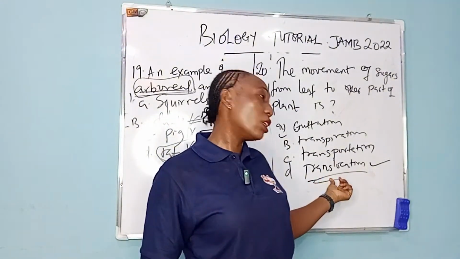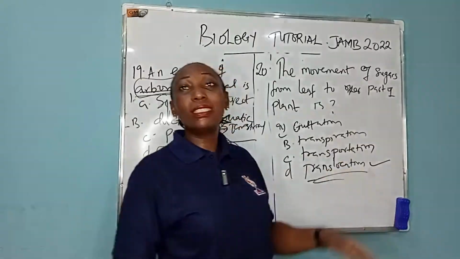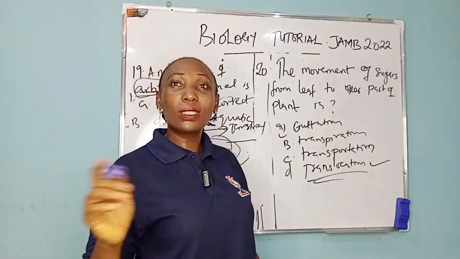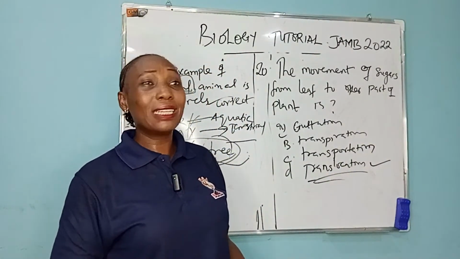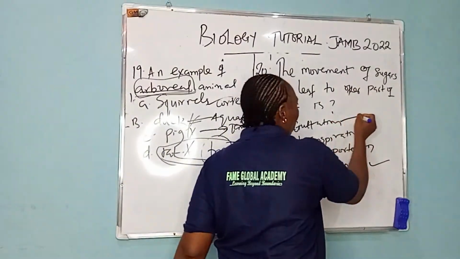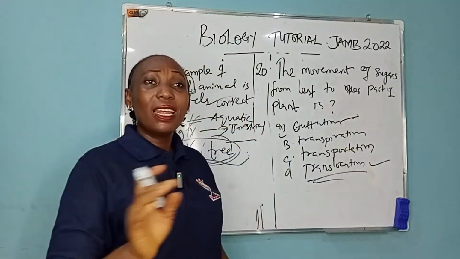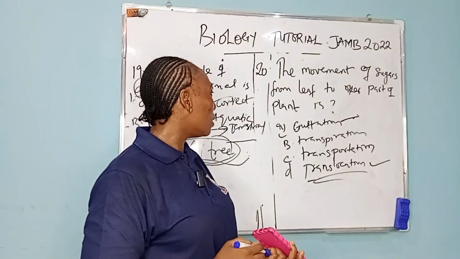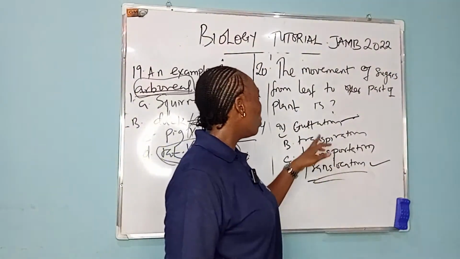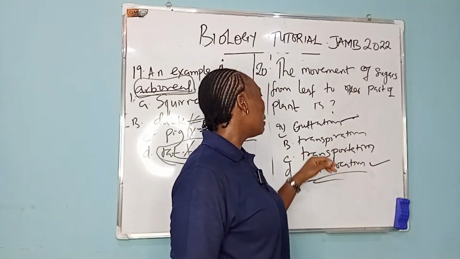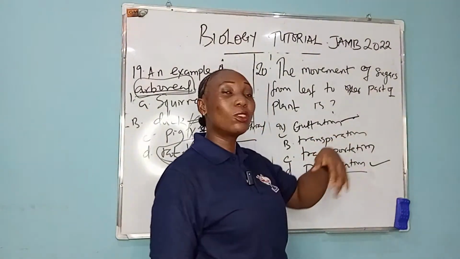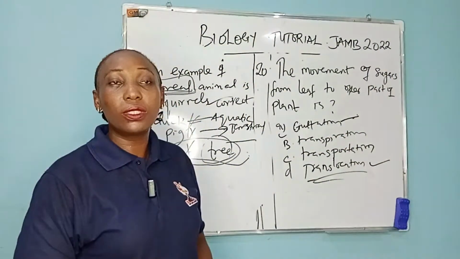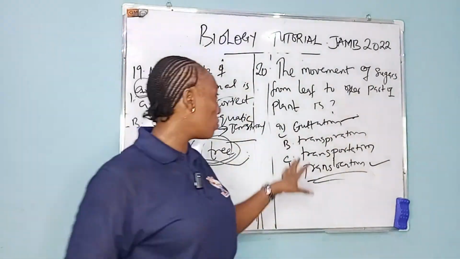That is translocation. Glutation is the escape of excess water droplets from the leaves, and it happens at night. Glutation is the process in which liquid water leaves the part of the leaves, and usually happens in the night. Then transpiration is the release of water vapor from the stomata of the leaves to the atmosphere during the daytime.